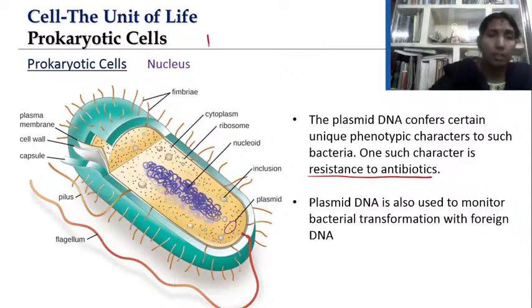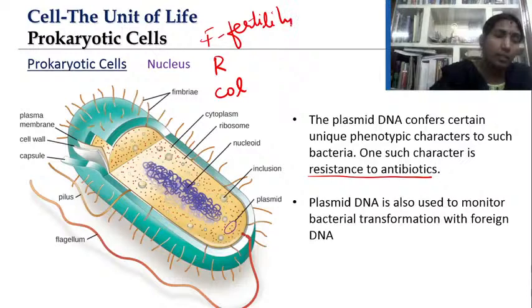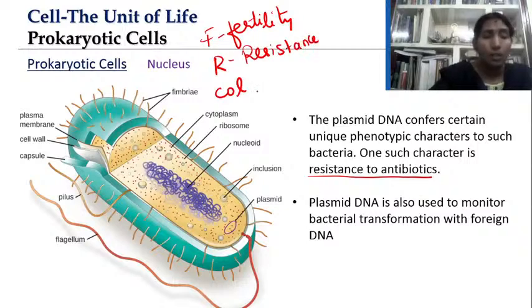There are three types of plasmids. We have F plasmids, R plasmids and Col plasmids. F is called the fertility plasmid, the fertility factor or the F factor. The R plasmids are resistance plasmids against some common antibiotics. And then we have the Col plasmids, which are very specific with coliform bacteria.